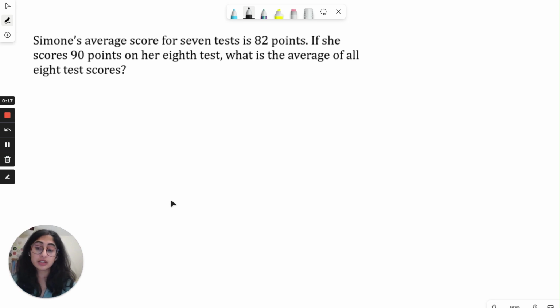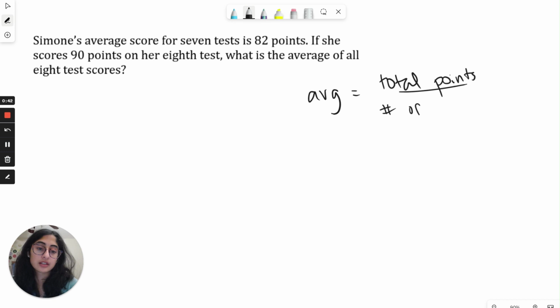And so the first thing we're going to need to know to answer this question is, how do you find your average of your test scores? Well, an average in general is just going to be your total points or total whatever divided by the number of different objects you have. So in this case, your average test score is just equal to your total points in all of your tests divided by the number of tests you've taken.